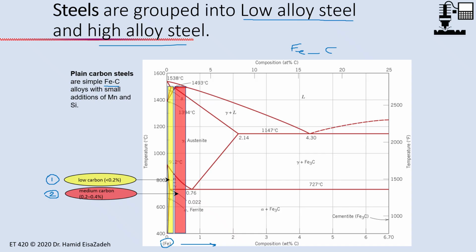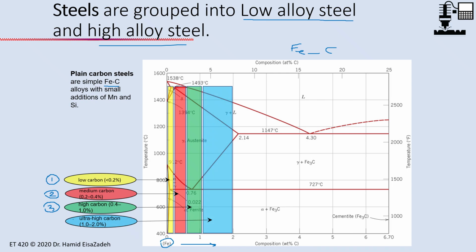The next one is medium carbon steel, and the amount of carbon varies between 0.2 and 0.4 weight percent. The third one is high carbon steel, and we have carbon between 0.4 and 1 weight percent. The last one is ultra high carbon steel, which has very limited application. Low carbon steel has many applications.